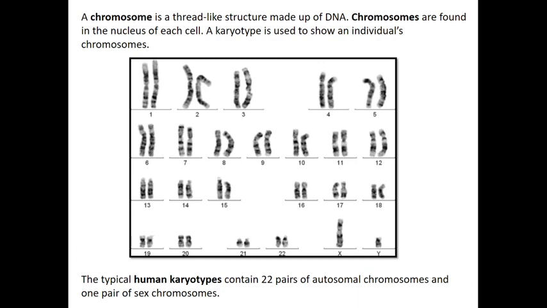So the typical human karyotype contains 22 pairs of autosomal chromosomes, or body cells, and one pair of sex chromosomes. So everything here in this row, this row, this row, and this row, up until this point, are all autosomal. Only down here in this corner, that is where you find your sex chromosomes. So you can tell by the karyotype that we're looking at, we have one X and one Y. So we know that we're looking at a male karyotype.